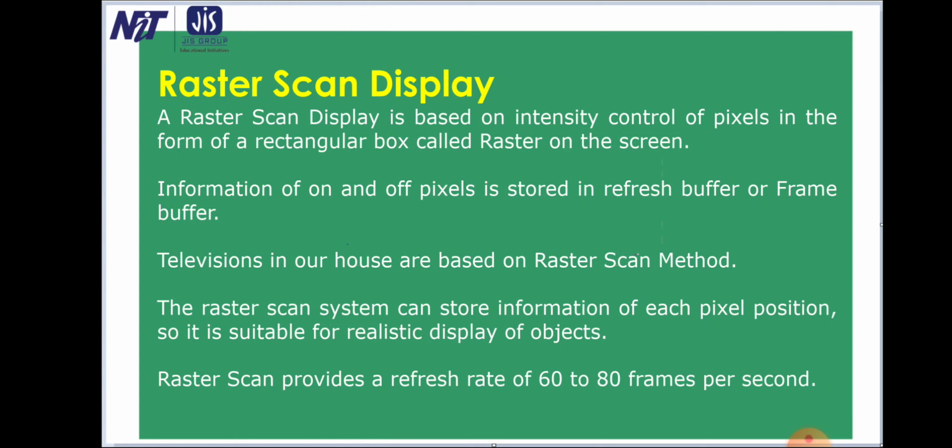Now we must learn about the difference between random scan and raster scan display. What is the difference? In raster scan, the electron beam is swept across the screen one row at a time from top to bottom. Whereas in random scan system, the electron beam is directed only to the part of the screen where a picture is to be drawn.